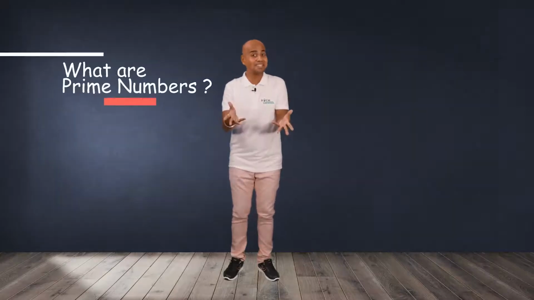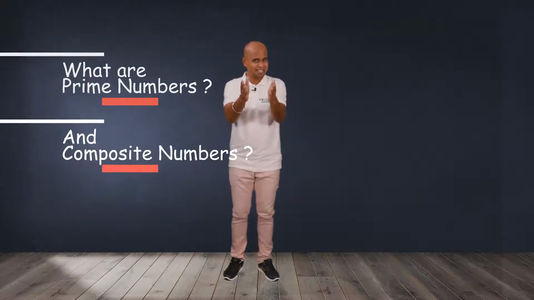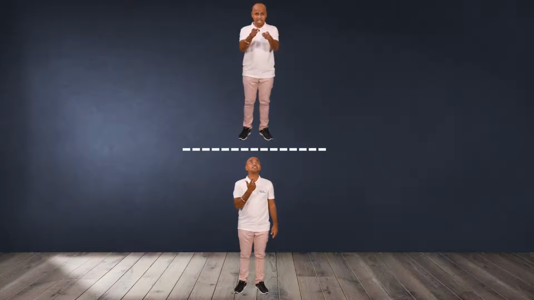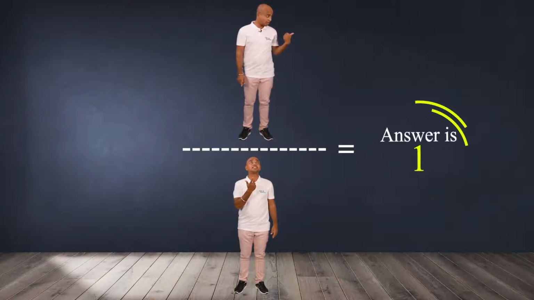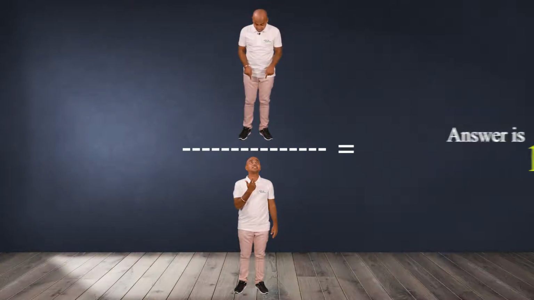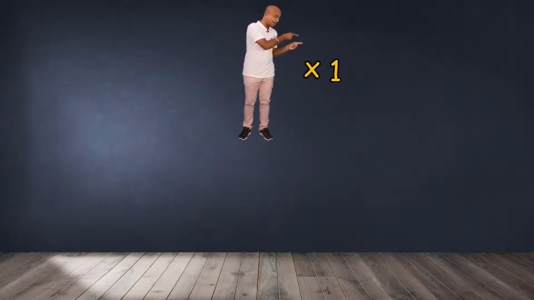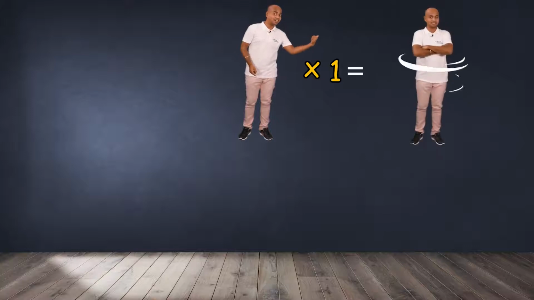So what are prime numbers and composite numbers? Let us understand this with a practical example. Here in front of you, Deepankar Banik is standing. If I divide Deepankar Banik by Deepankar Banik, what do you get? You get the answer as 1. Because if this Deepankar Banik of height 6 feet is divided by the other Deepankar Banik of the same height, then we get the answer to be 1, because Deepankar multiplied by 1 gives you Deepankar.